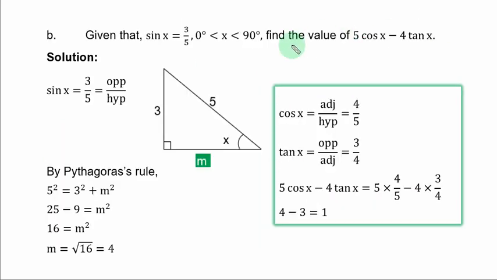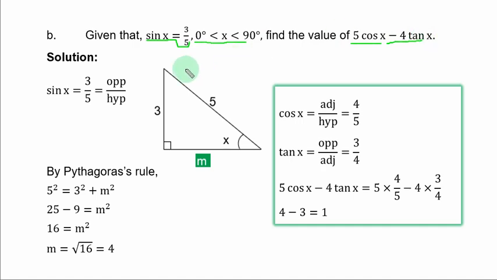Question 3b. Given that sin s is equal to 3/5, where 0 degrees is less than s, which is less than 90 degrees, find the value of 5 cos s minus 4 tan s.